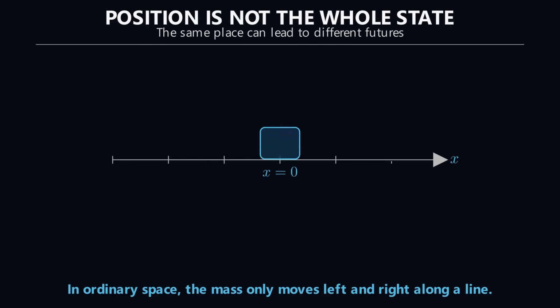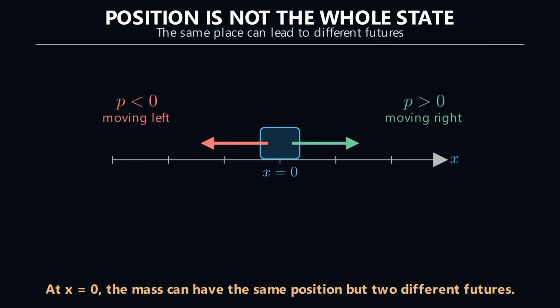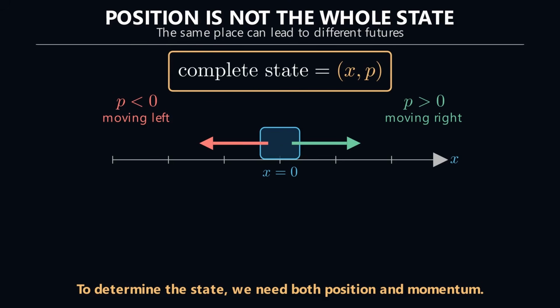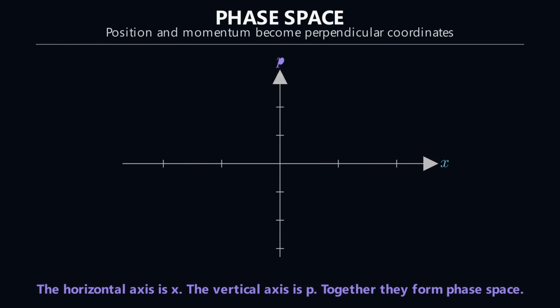In ordinary space, the mass just moves left and right along a line. But position by itself is not enough to tell us what happens next. At x equal to 0, the mass could be moving right or moving left. The position is the same in both cases, but the next part of the motion is different. We need the momentum too. So we put x on the horizontal axis and p on the vertical axis. This plot is called the phase space.